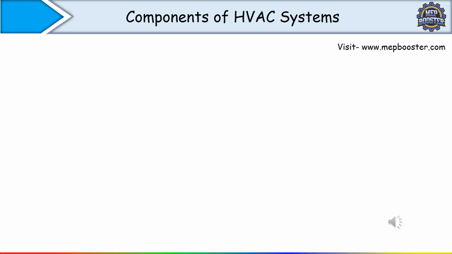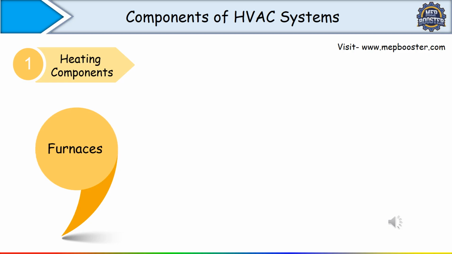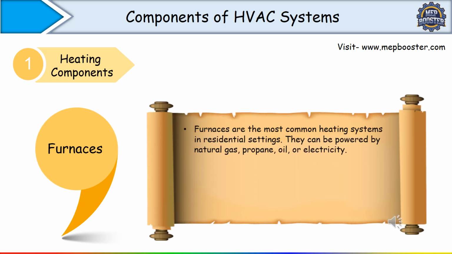So now the first component of HVAC system which we have to discuss is heating component. We have different types of heating component. In that, first is furnaces. Furnaces are the most common heating system used in residential settings. They can be powered by natural gas, propane, oil or electricity.